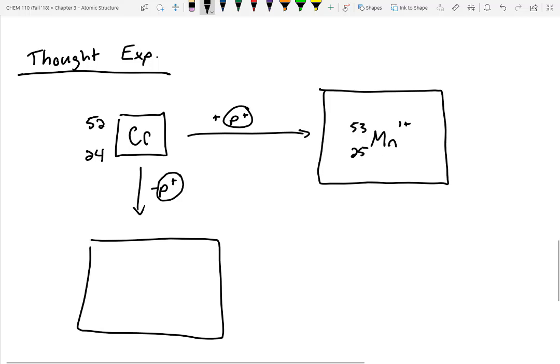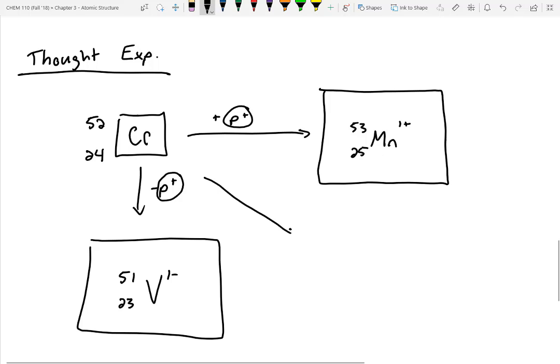What happens with chromium if you remove a proton? Must go down in atomic number, so it becomes V or vanadium. All right, atomic number must also drop, so it'd be 23. Mass number would also drop by 1, so it'd be 51. And now what would the charge be? It'd be -1, or 1 minus.